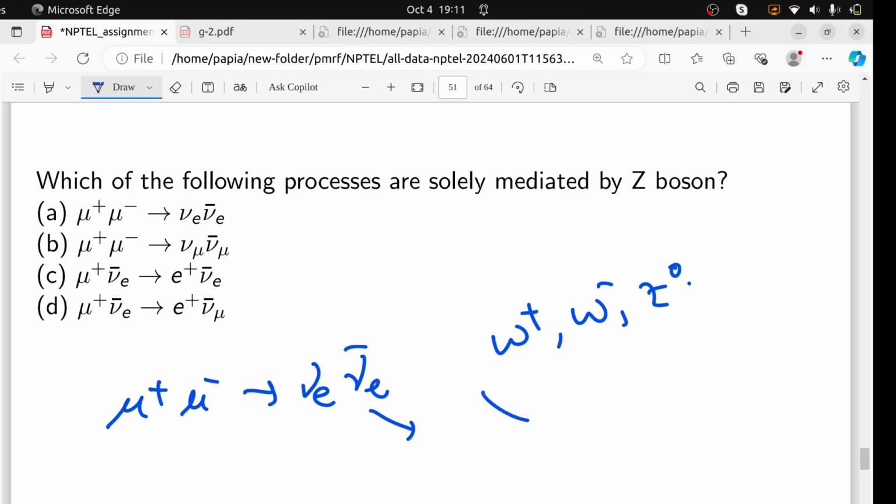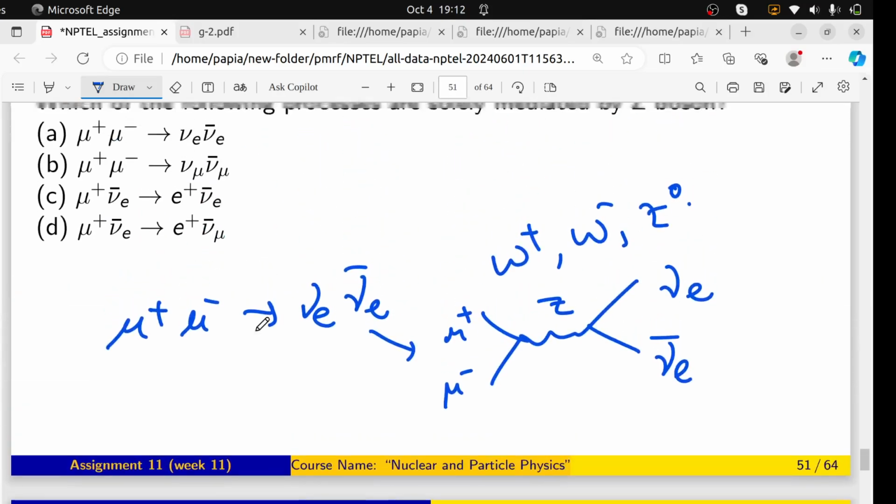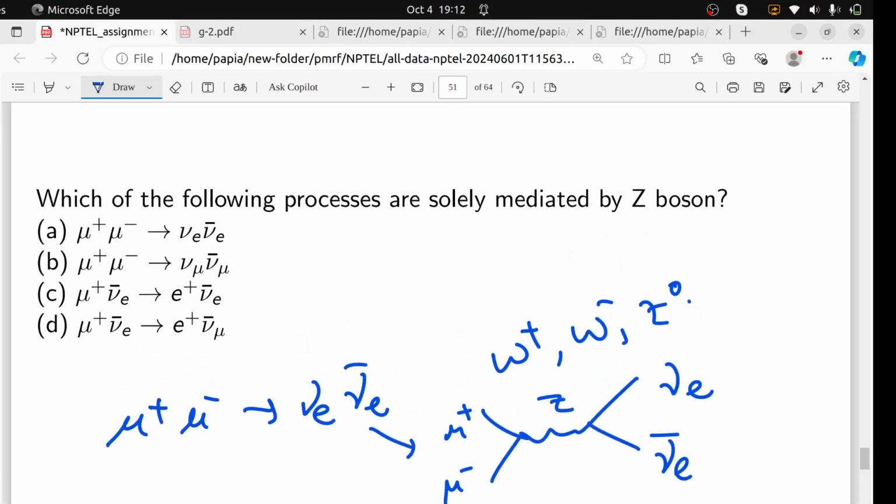So for this case, it can be possible to have mu plus mu minus Z mu e bar. It can be possible. But will it be possible through W also? To have it through W, we have to check that mu plus is going to mu or something. But it is not correct. Lepton number should not be violated in any nuclear reaction. So W cannot be the mediator for this case. So it is only possible through Z.